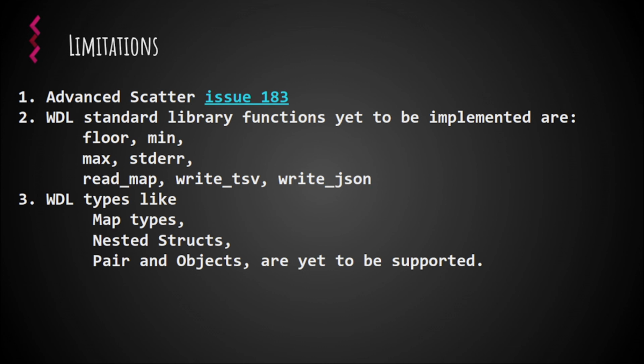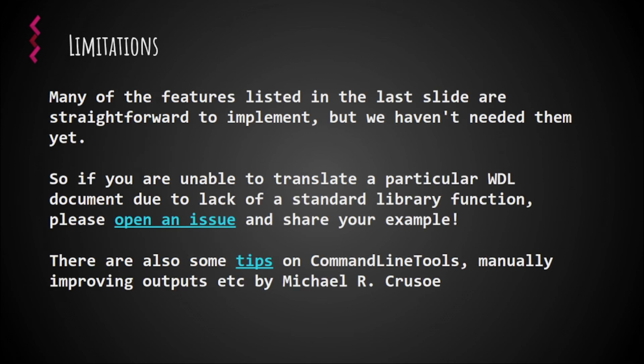Many of the limitations listed are straightforward to implement, but we haven't needed them yet. If you are unable to translate a particular WDL document, please open an issue and share your example. There are also some tips about using the CWL command line tools, improving outputs, and some other stuff on the GitHub README. They are by my mentor and the coordinator for this project, Michael.